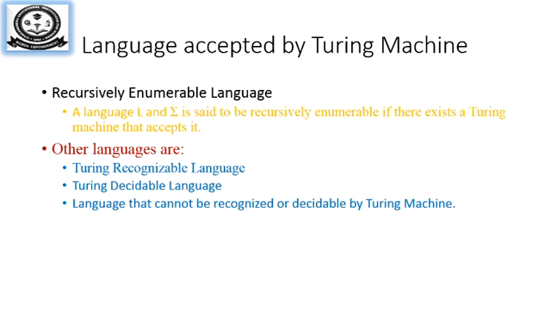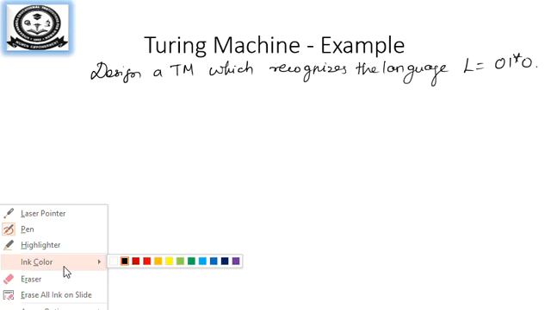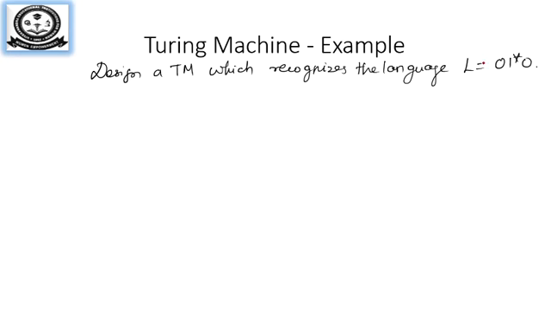So let us see an example for a Turing machine, so we come to an understanding of how a Turing machine works. The problem is to design a Turing machine which recognizes the language L = 01*0. What do you mean by this? It should start with 0 and end with 0, and in between it should consist of only ones. There can be zero, one or more ones. So the language that is generated can be 00, 010, 0110, 01110, and it goes on like this. The starting and ending should be 0.